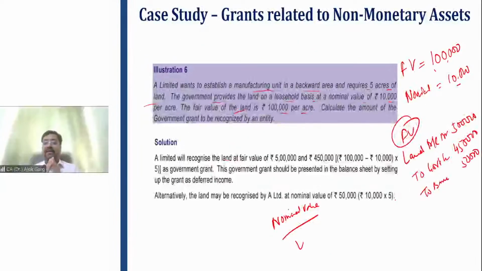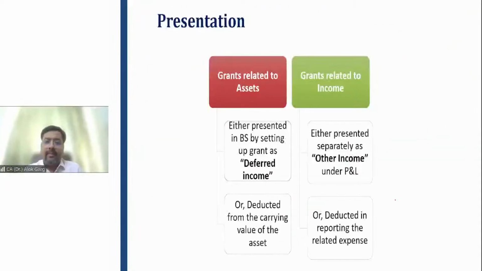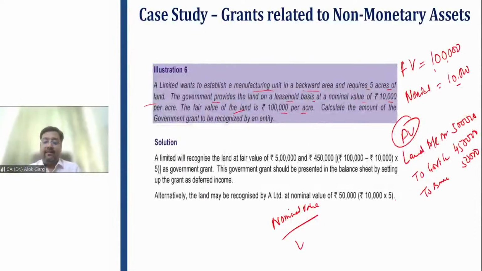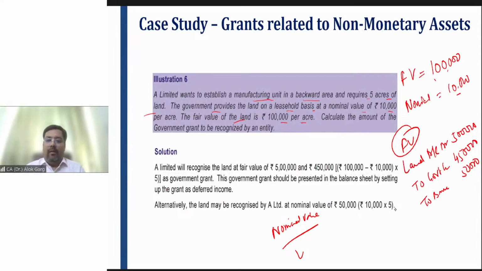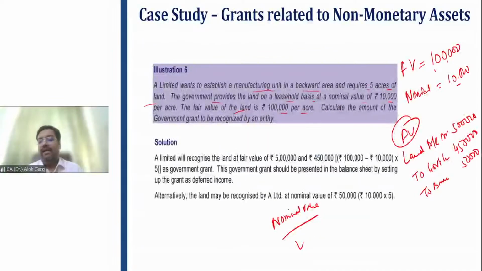And in this case, of course, there will not be any recognition of government grant because it is a nominal value, right? Is that clear? So the first is the grant and the land, the grant and the asset, both have been recognized at fair value, right? Means full value. In the second case, the land has been recognized at nominal value, at what the entity is paying to the government.